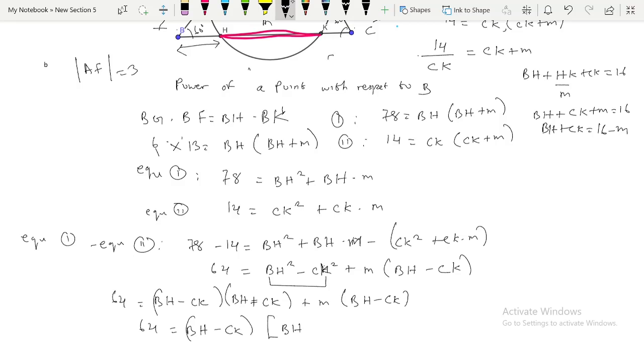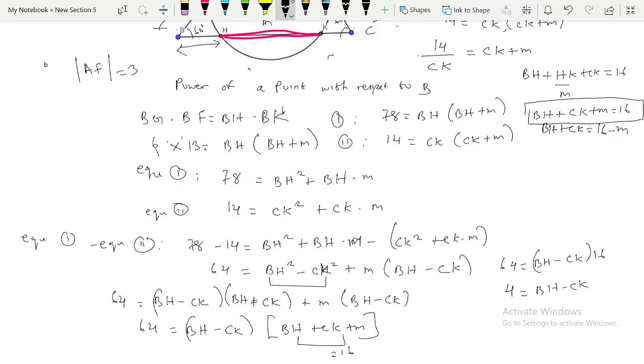So I have BH plus CK plus M. Then you recall that BH plus CK plus M was the entire length, which is 16. So all this equals 16. So I have 64 equals BH minus CK times 16. So divide both sides by 16. I have that BH minus CK is equal to 4. Okay, so far so good. So I have what BH minus CK is now. It's 4. And I have BH plus CK is 16 minus M.